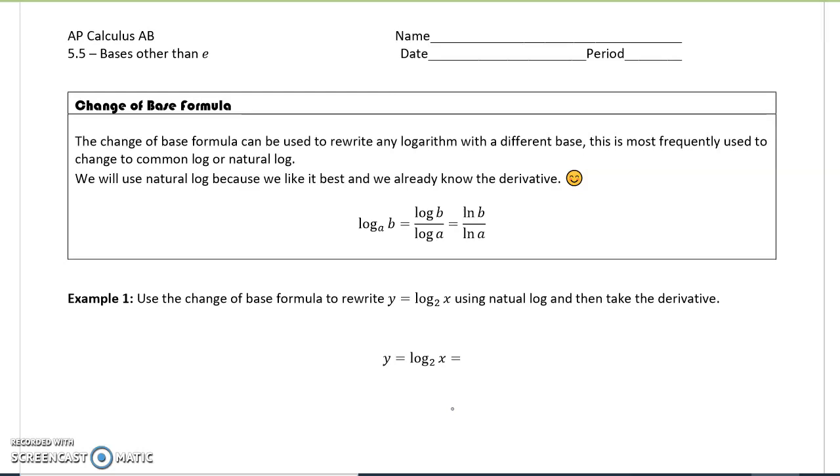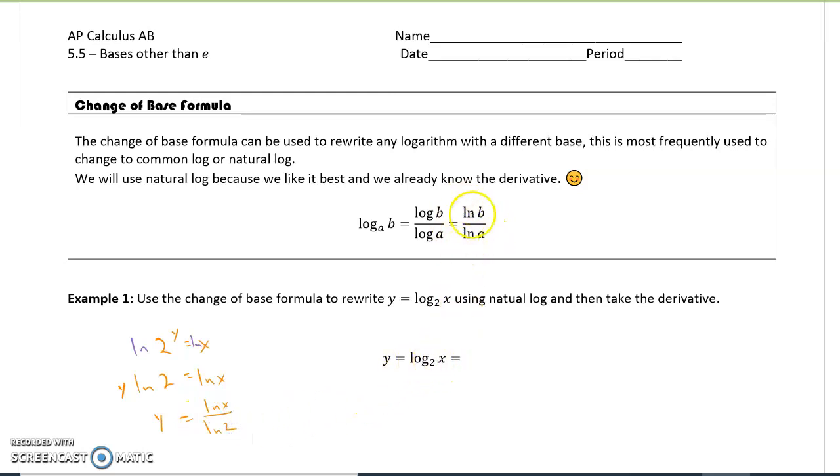And you can memorize the change of base formula, but it's not so hard to derive it either. Let me just do a quick derivation here. If we have y equals log base 2 of x, then I know that 2 to the y equals x. And if I take the natural log of both sides of this equation, then I use properties of logs to pull that y out front, and I get y times the natural log of 2 equals the natural log of x, or y equals the natural log of x divided by the natural log of 2.